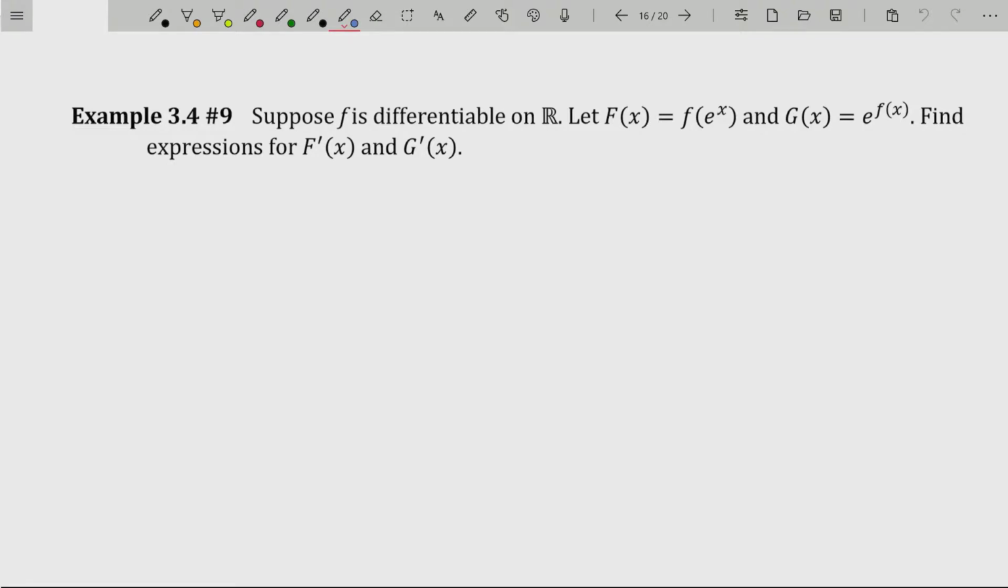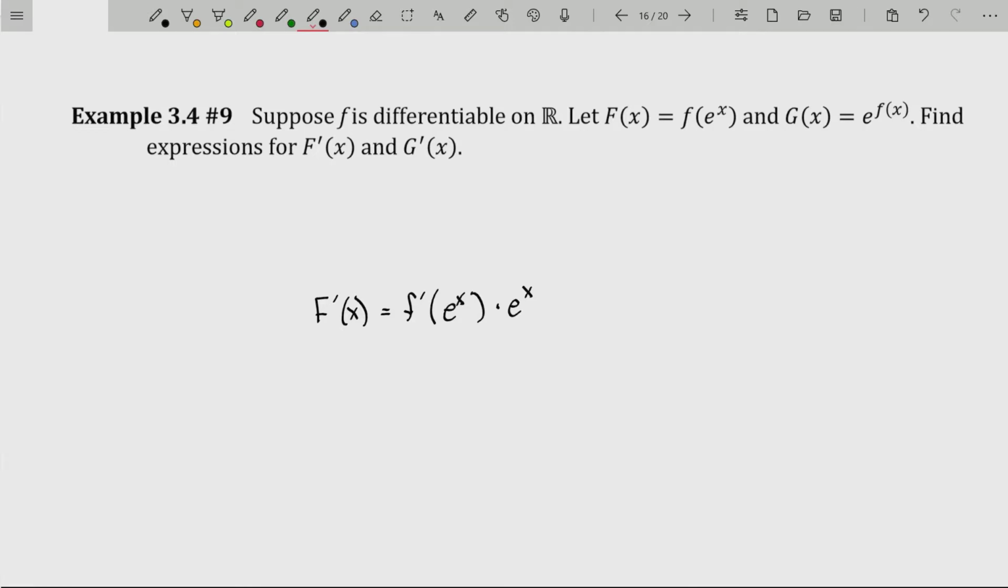Now that's actually kind of easier than the rest. Capital F, remember, is little f of e to the x. And we're told little f is differentiable. So we're okay. It's differentiable for all reals. So let's see, capital F prime. Derivative of the outer function, so little f prime of e to the x, and then times the derivative of the inner function, which is just e to the x. That's it, folks. That's literally that quick.